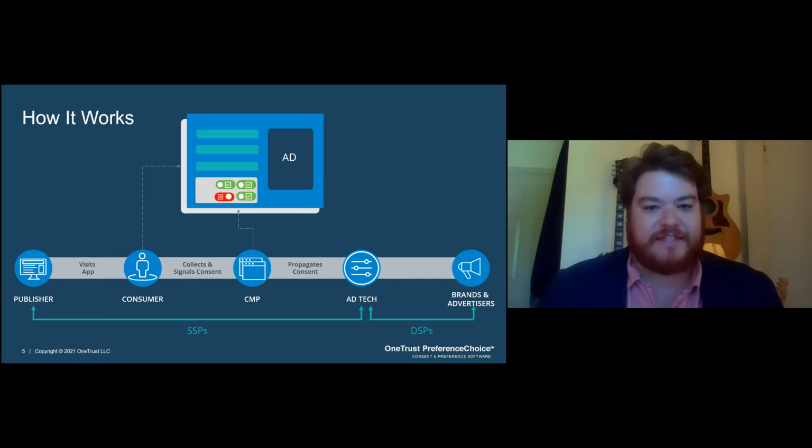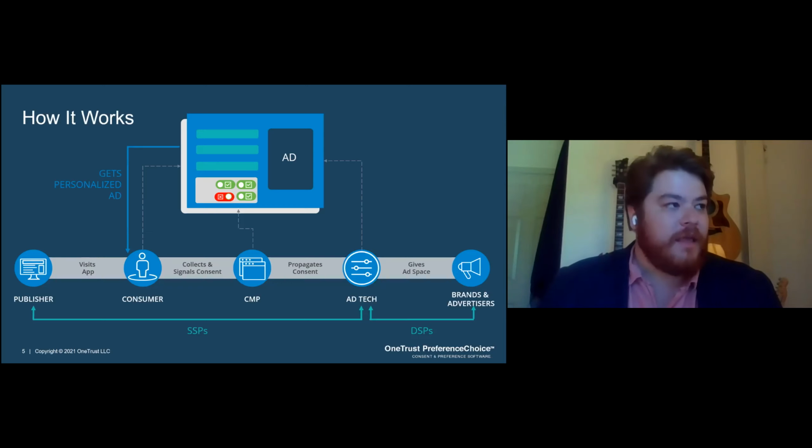And then based off of that decision, we will either propagate the consent or propagate that opt-out through the SSP, which can then be picked up from the ad tech network through a DSP, and then ultimately transferred to those brand advertisers so that the user can receive a personalized ad within that ad space.